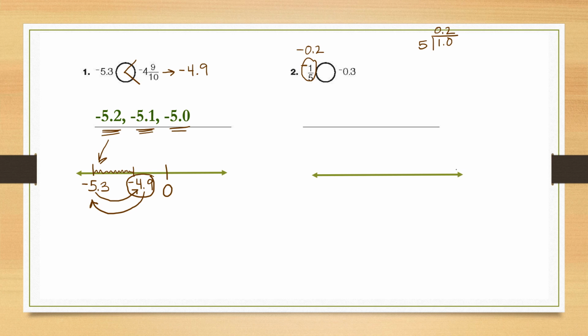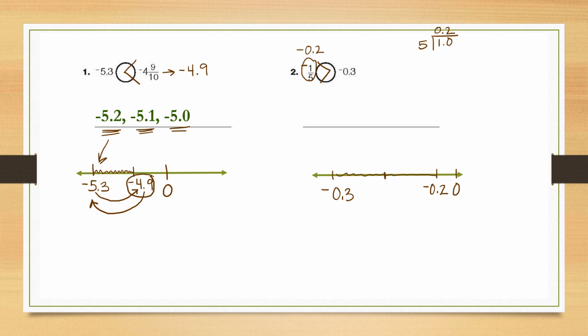If I plot them on the number line, -0.2 would fall here, and -0.3 would fall to the left. This means that -1/5 or -0.2 is greater because it is on the right. Now, what number or numbers could fall in between? I'm just going to give you one example.